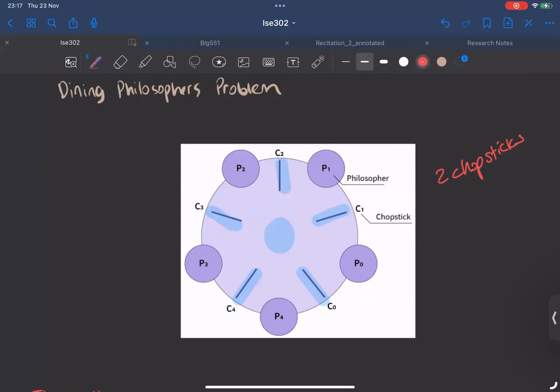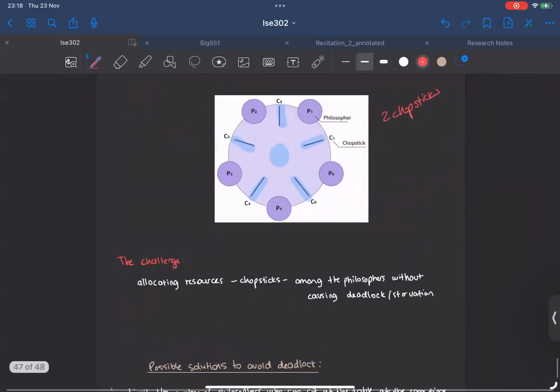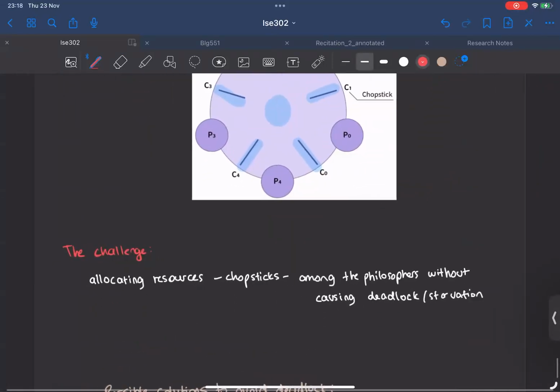So each philosopher in the dining philosophers problem goes through a never-ending cycle of thinking, obtaining the necessary chopsticks, eating, and then returning the chopsticks. This cyclical behavior reflects the inherent difficulty in managing shared resources among processes without encountering problems like deadlock or starvation. The problem is allocating resources, specifically chopsticks, among the philosophers without causing deadlock or starvation.